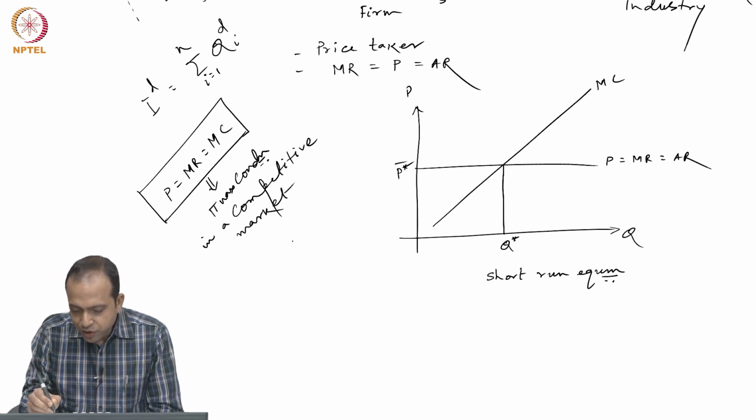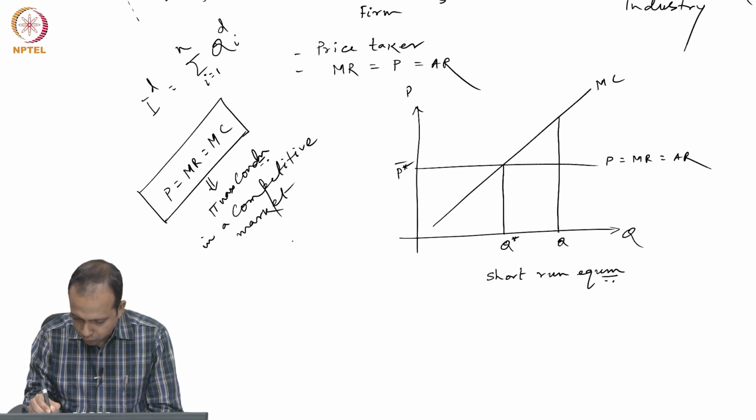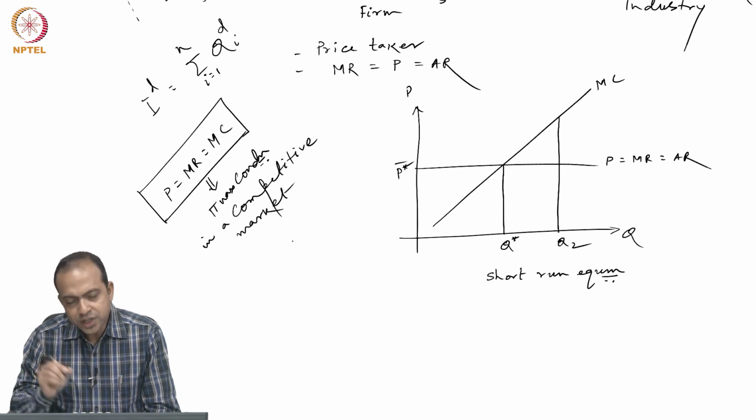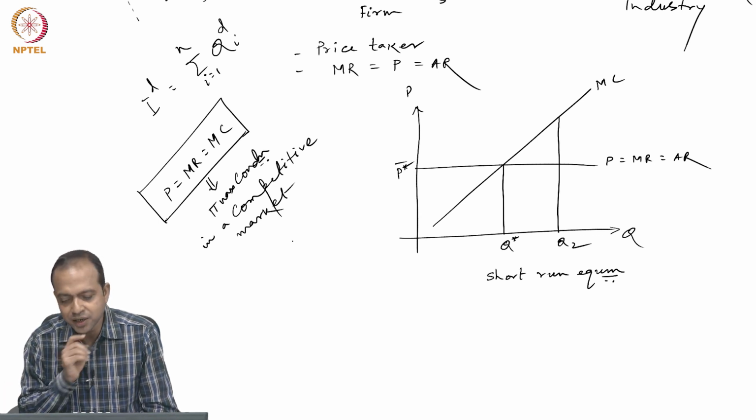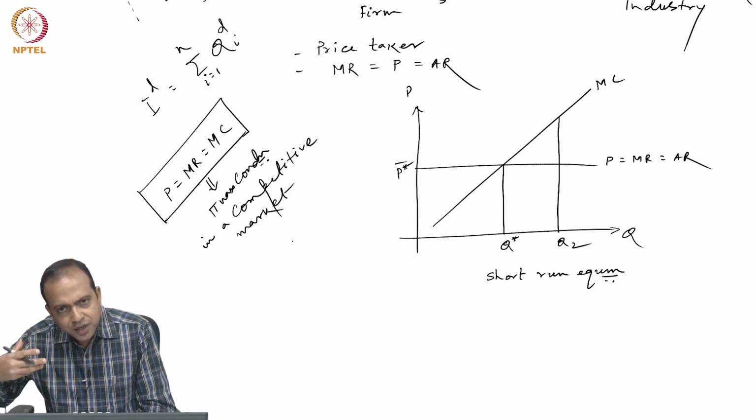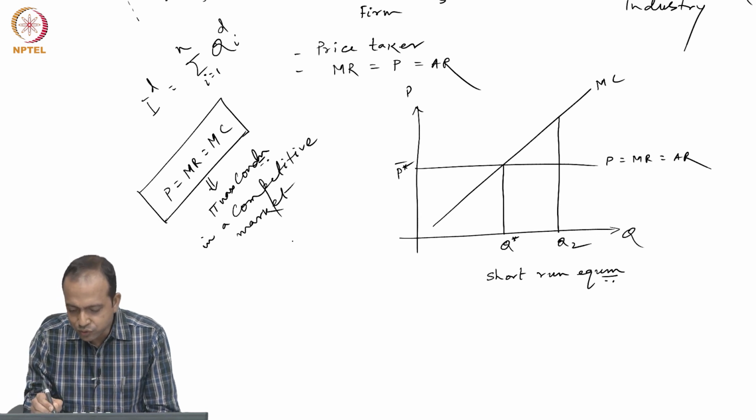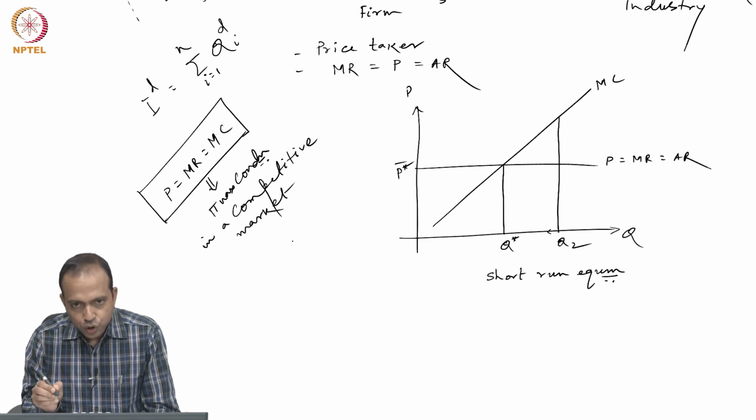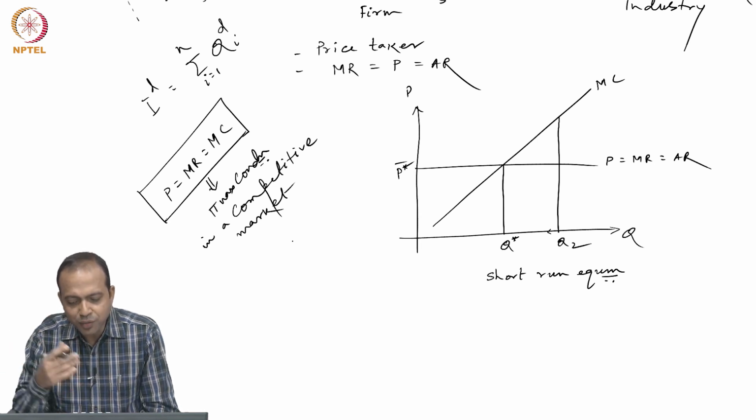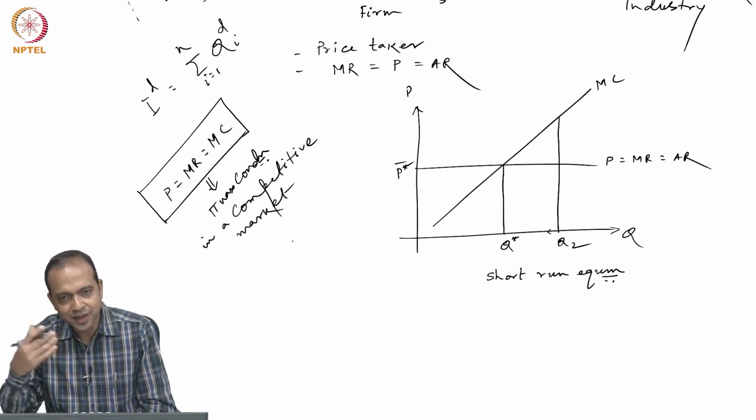Now, why is this equilibrium? What happens if, let us say, the firm started at Q2? At Q2, marginal cost is much higher than the marginal revenue, which is here. So, when marginal cost is higher than marginal revenue, what should the rational firm do? The firm should reduce the output, and if you do so, the saving in your marginal cost is much higher than the revenue you are losing.